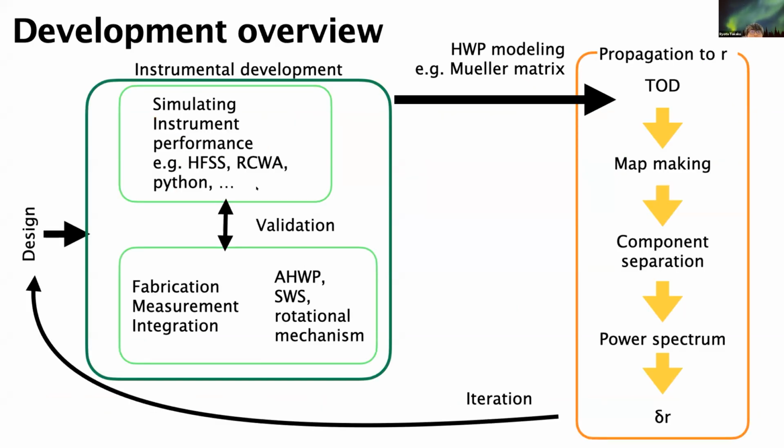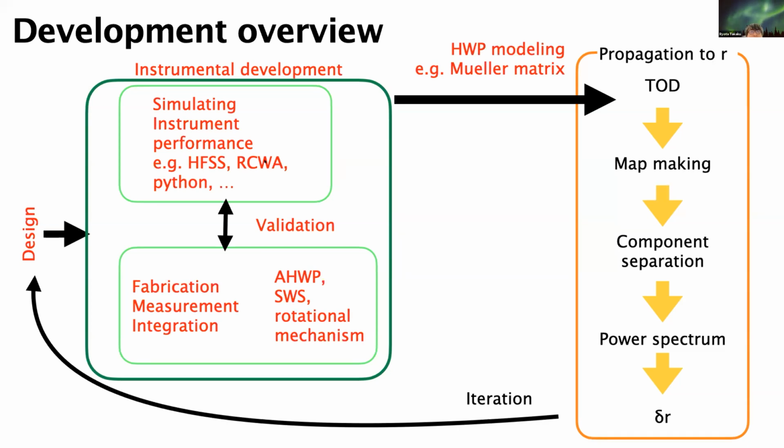Before going to the modeling of the half-wave plate, maybe it is useful to know where our study sits, using a simple entire analysis flowchart. There are two parts. One is to develop and validate the instruments, and the other is to propagate the instrumental parameters to the tensor-to-scalar ratio. We need to iterate the development in a cycle along this flow to improve the systematic effects. In this talk, we will focus on the instrumental development.